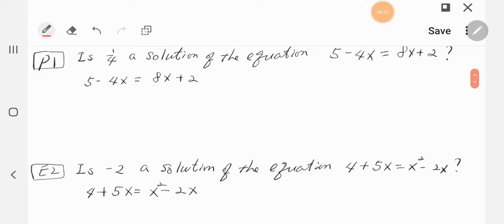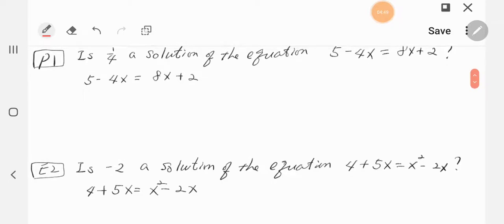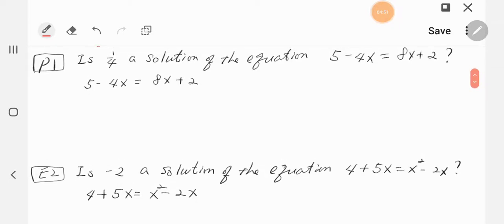Is 1/4 a solution of the equation? Okay, the question is what? Is the value of x 1/4? Does it satisfy the equation? Yeah, that's the question, right? So this means replace x with 1/4 and then check whether the left side and the right side have the same values.